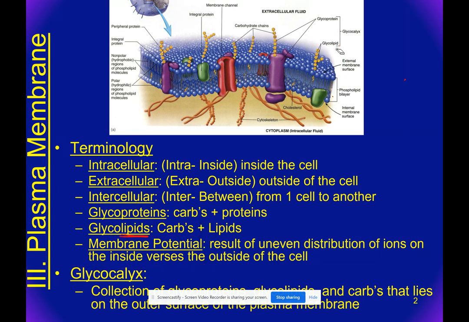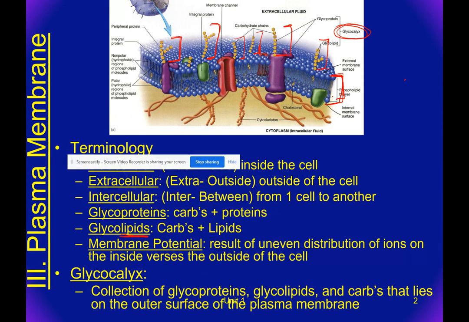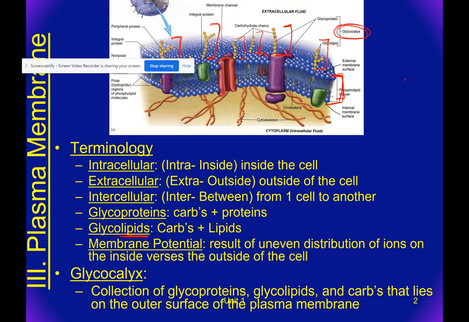Now, looking at this picture at the top, this figure at the top, you'll notice that I've got my phospholipid bilayer right here, but there are things sticking up past that phospholipid bilayer. See these things here? They're actually extending higher than that. Those are called the glycocalyx. Glycocalyx is a collection of those glycoproteins and glycolipids that we were talking about, as well as carbohydrates that lies on the outer surface of our cell. It lies, well, it's basically outside of the most outer portion of our cell.